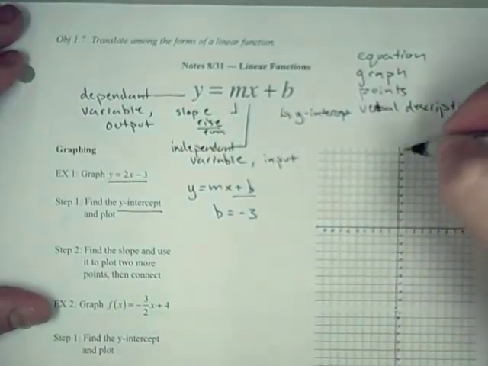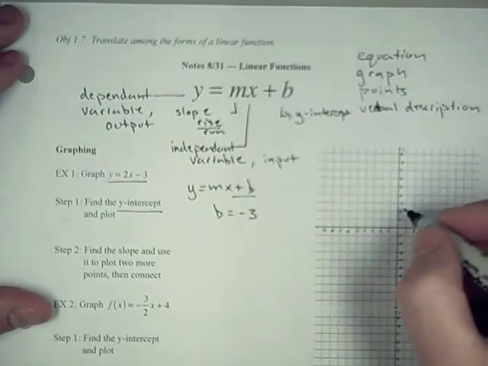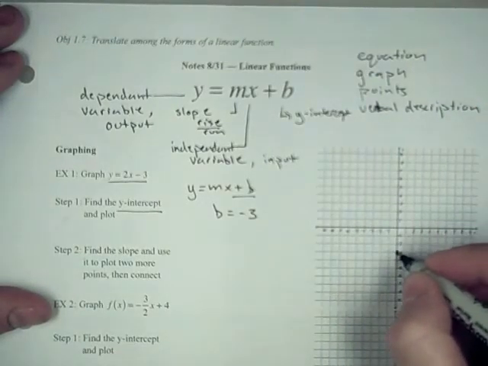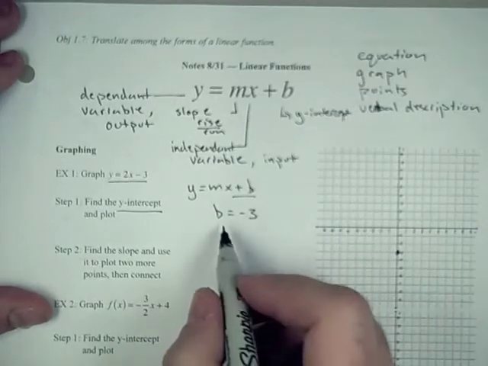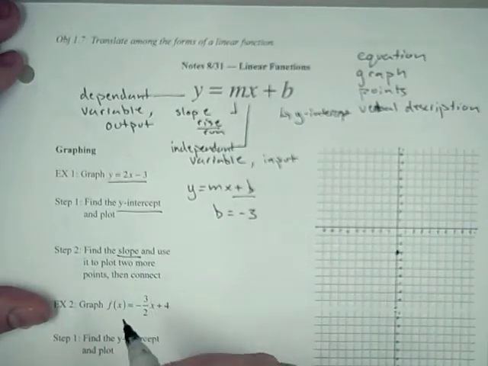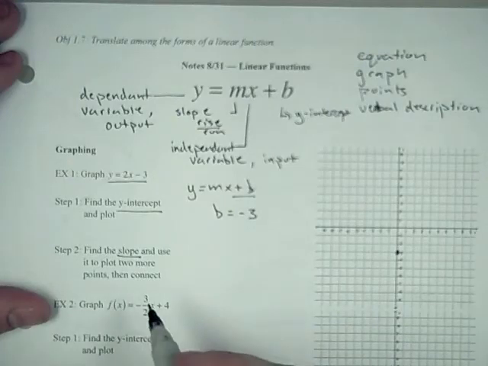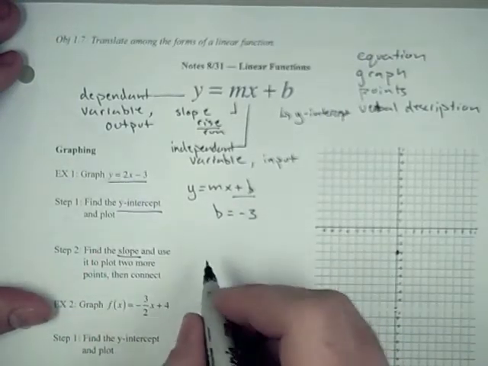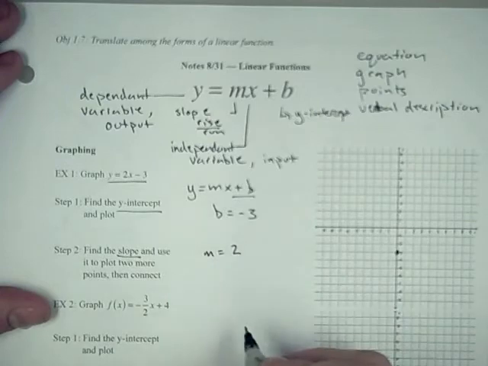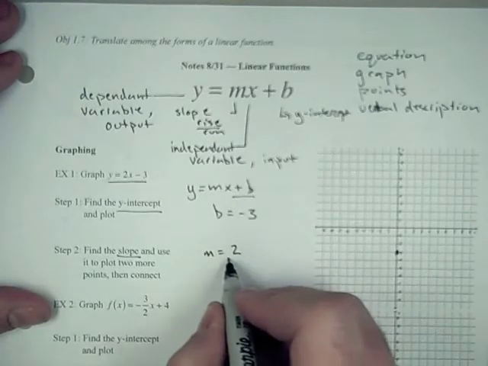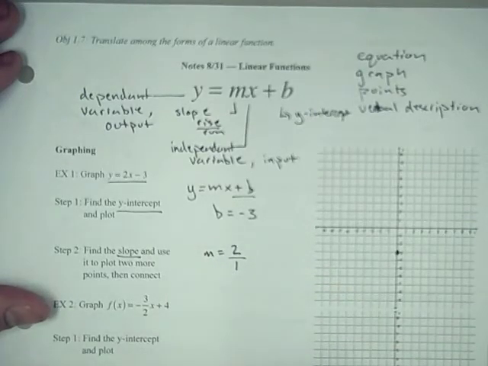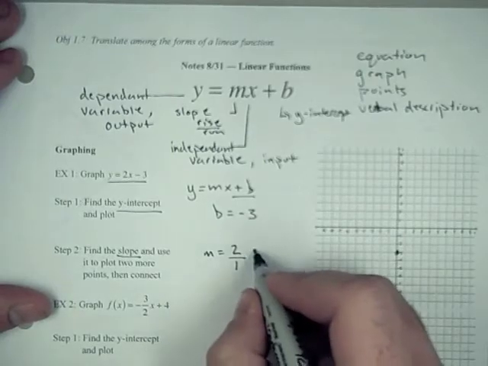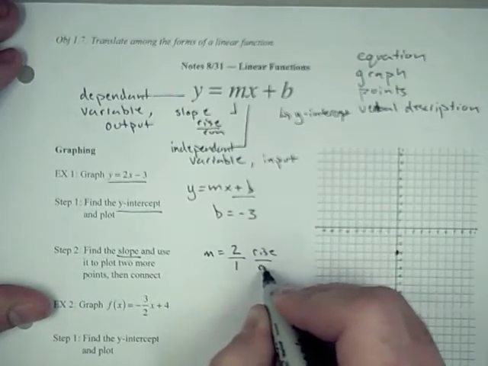So this is the y-axis here, and we're going to plot this on the y-axis right here. Next, you're going to take the slope and count up and over using the slope. In this case, the slope is 2. M equals 2. If we have just a whole number, we want to put it over 1. So 2 over 1. Remember, that's rise over run.